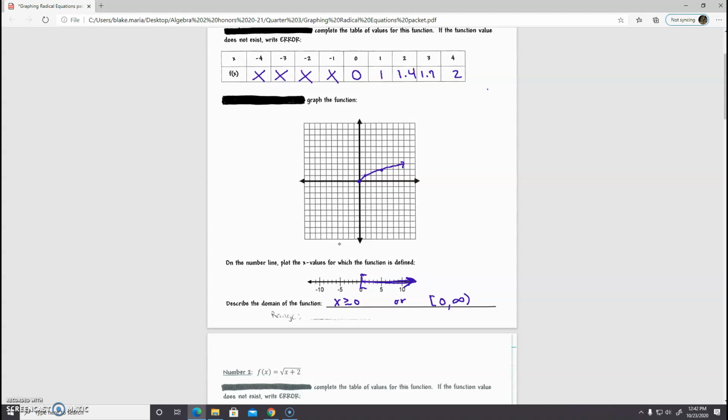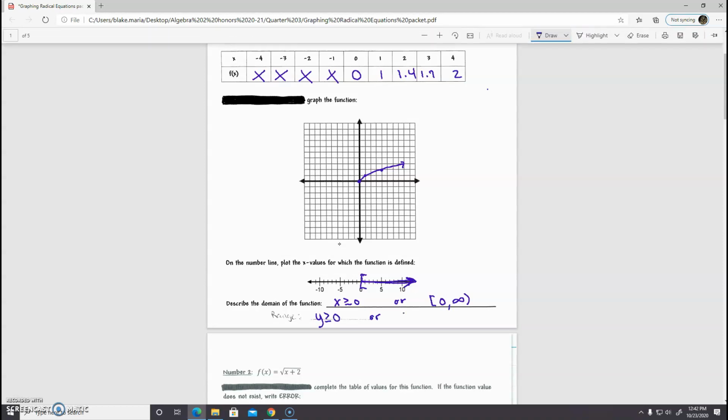I did put range at the bottom. That's my handwriting because I just want you to practice range. So remember, range is your y's. So we want y to be greater than or equal to 0 here, right? Or again, you could do that interval notation from 0 to infinity because that y value is just going to keep going up and up and up. Alright, so that's what you're doing on these pages.